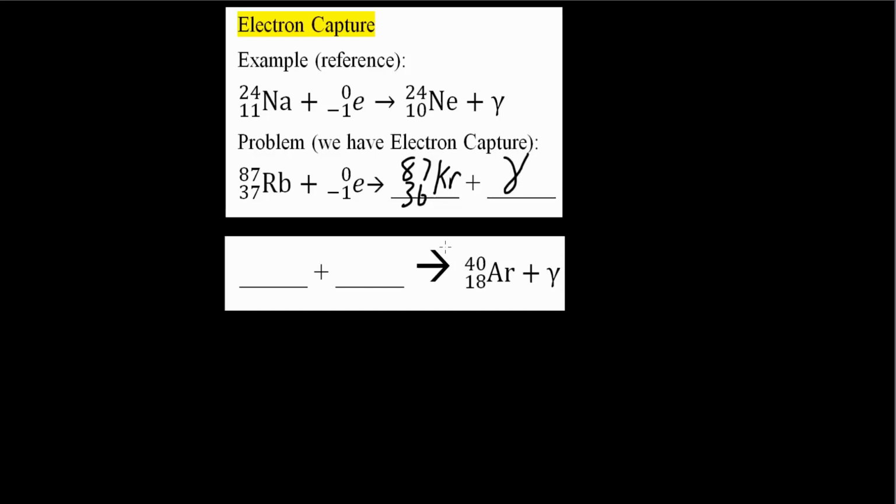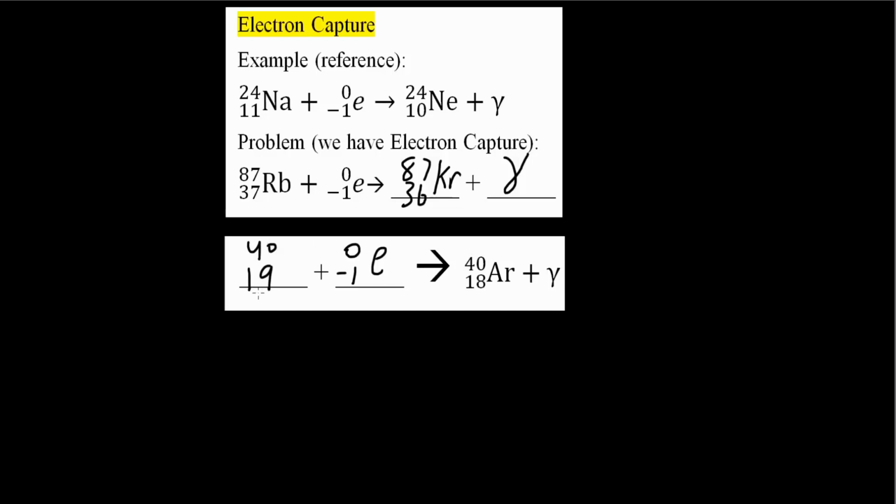Now we'll do a similar problem, but instead we don't know this part, but we know this part. And we know it's going to be electron capture. Because it is electron capture, it's always 0, -1, e. Now you need to think what number, when you subtract a -1, would give us 18. That's going to be 19. And then 40 plus 0 is simply 40.